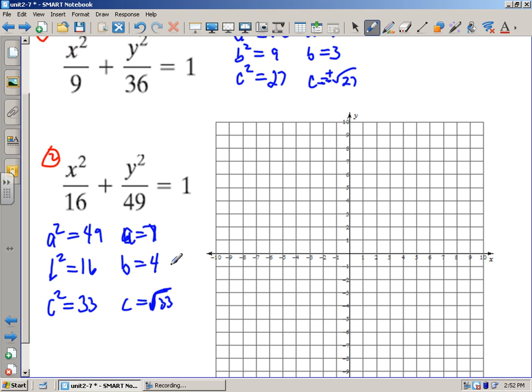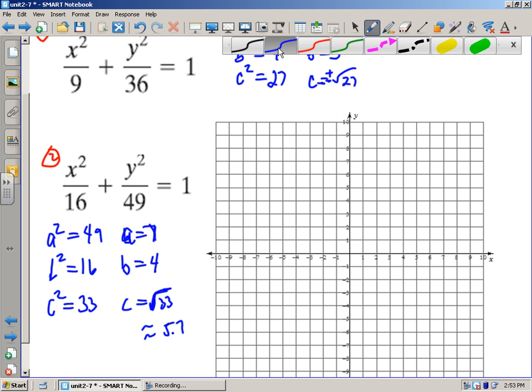Let's see, square root of 33, approximately 5.7. So I know I've got everything I need to graph it. I'm going to go here with my a, which is at 7, negative 7. I've got my b at 4, negative 4. And I'm going to plot my c at 5.7, so that's like right there maybe.